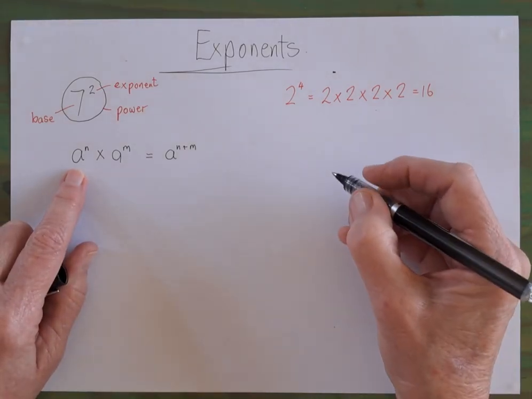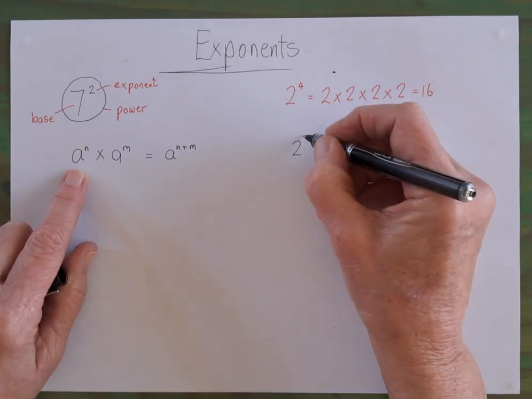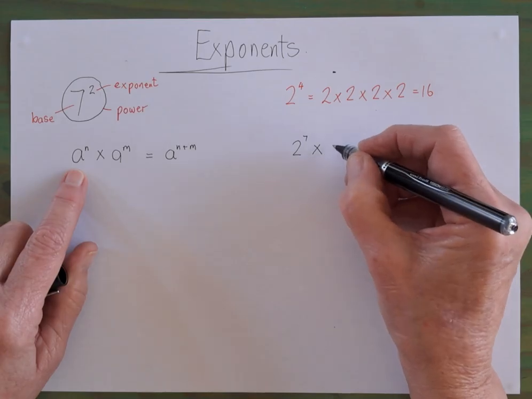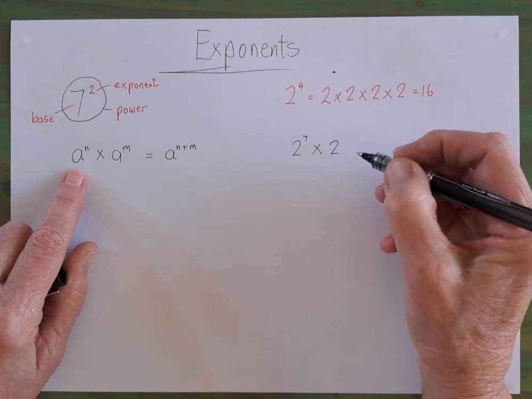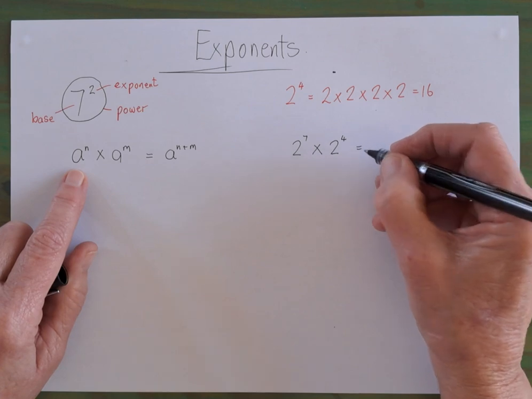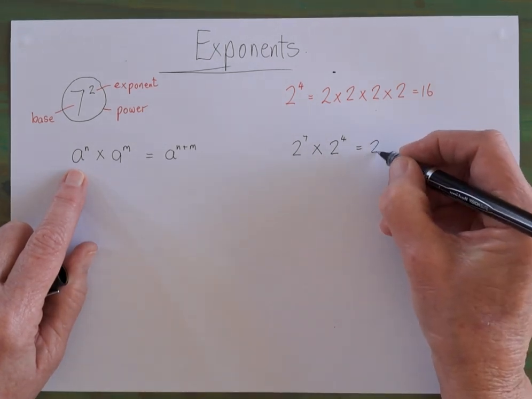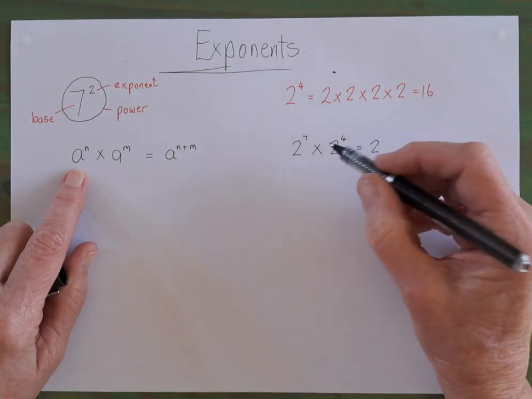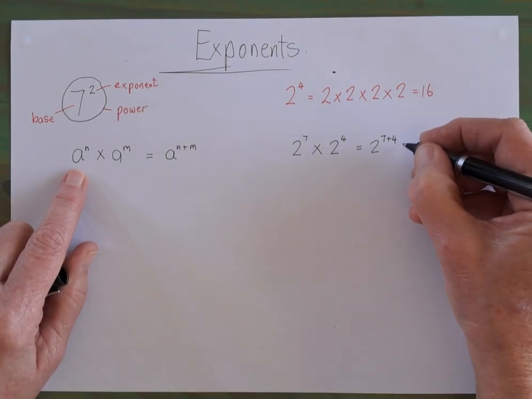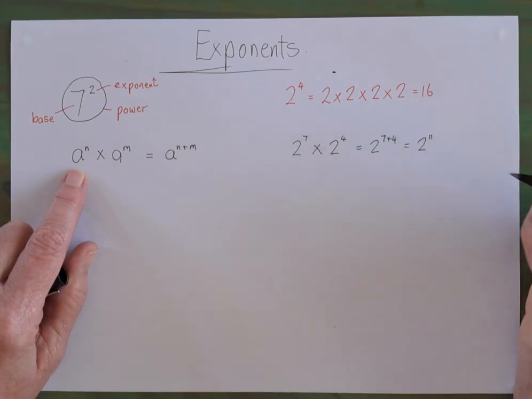Let's say, for instance, the a value was 2 and the n value was 7. Then we'd have 2 to the power of 7 times, I need to have the same base value, and for m I'm going to choose a value of 4. So then, applying the rule, are the bases the same? Yes, they are. So the base will stay the same, and what do I have to do to the exponents? I have to add them, and so actually my answer is 2 to the power of 11.